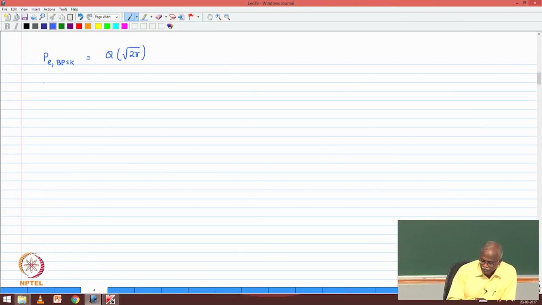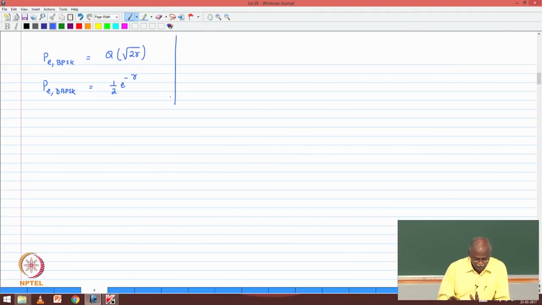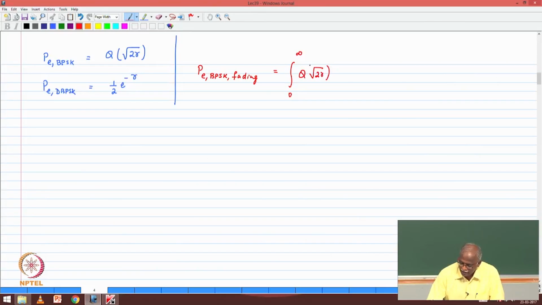We did not derive this. Probability of error of DBPSK in AWGN channels will be 1/2 e^(-gamma). And given that you have these types of expressions for the probability of bit error rate, then we said that we can derive the probability of error of these modulation methods, for example, BPSK in fading, by using the fading distribution. So it would be the integral from 0 to infinity of the probability of error at a given SNR times the distribution of the SNR, f_gamma(gamma) d gamma.